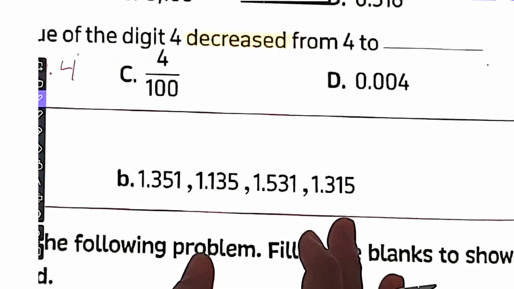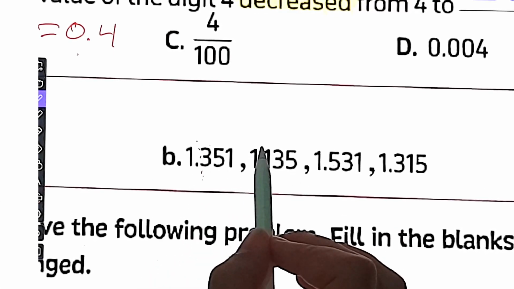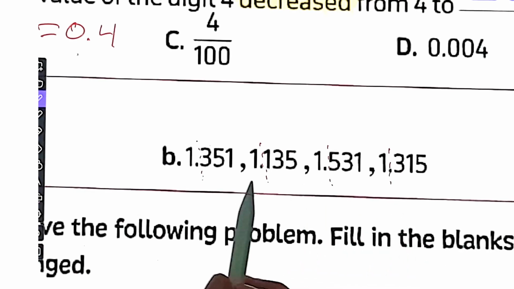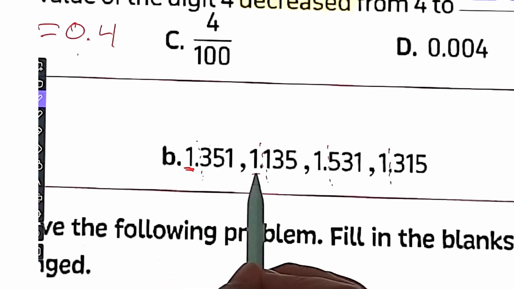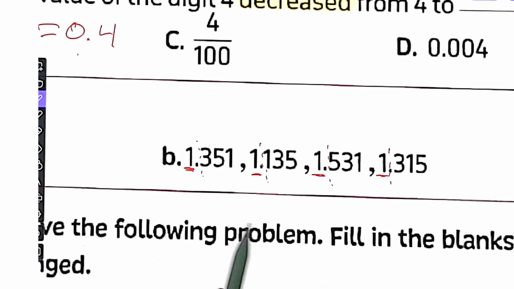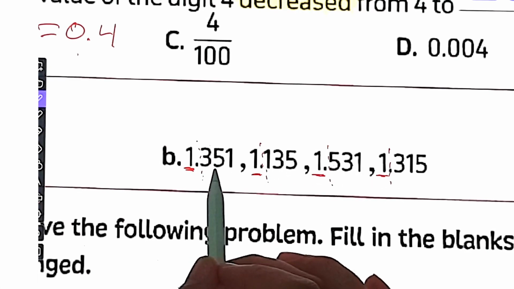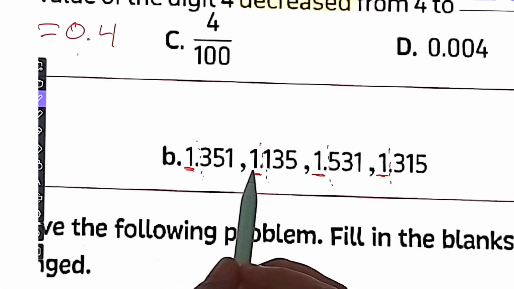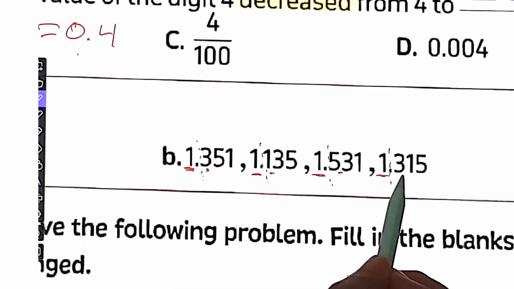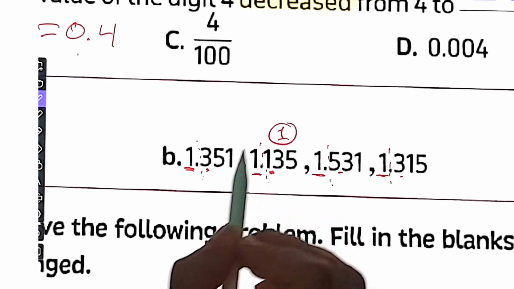Let's solve B. I will cut from the decimal point, from here, from here. The whole here is 1. The whole here is 1. The whole here is 1. The whole here is 1. So all of the wholes here are equal. I will compare the decimals. I need the smallest decimal number here. The first digit in the decimal here is 3, 1, 5, 3. So of course 1 is the smallest one, it will be number 1.